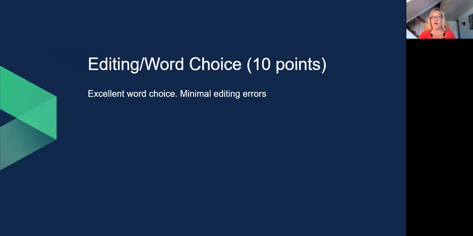10 points, or 5% of your grade, is the editing and word choice. Excellent word choice, minimal editing errors. That will get you the full 10 points. And this student definitely got those full 10 points. I hope this is helpful for you to see what a student is doing. A student is doing a very good job, but can ramp it up. Again, it's a rough draft. I didn't expect any rough drafts to be polished at this point.